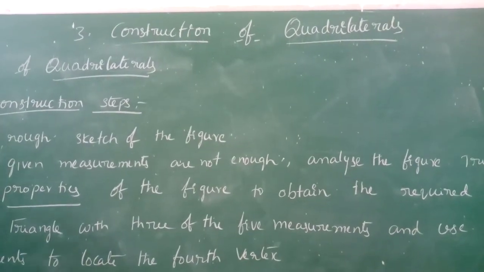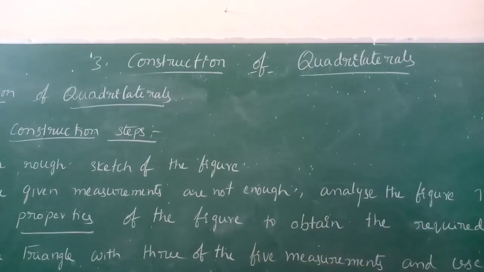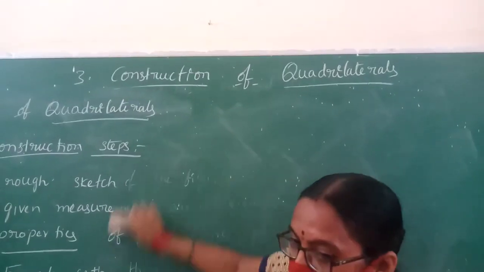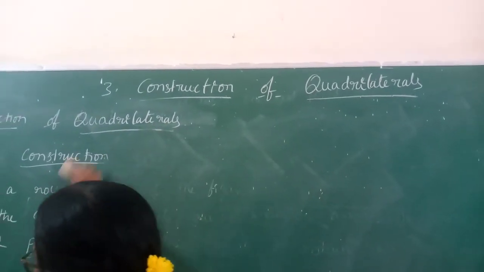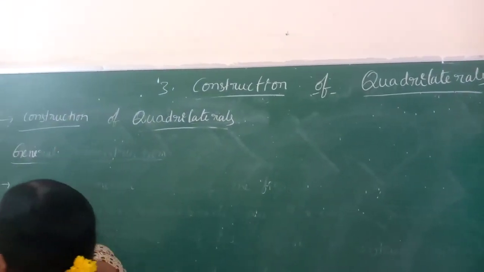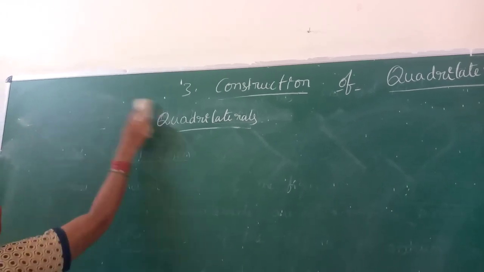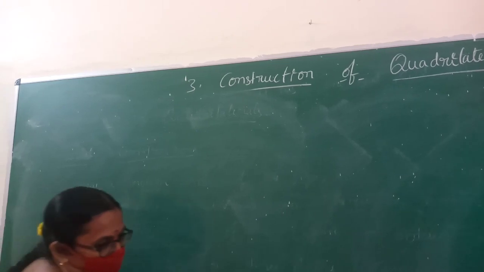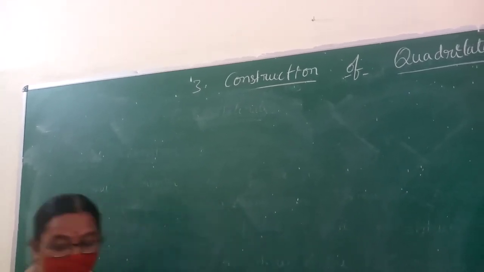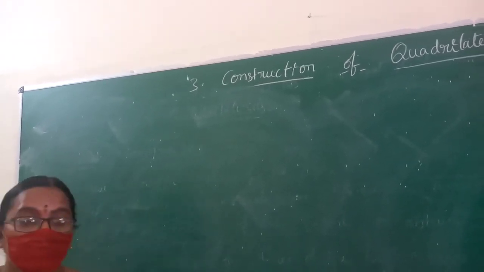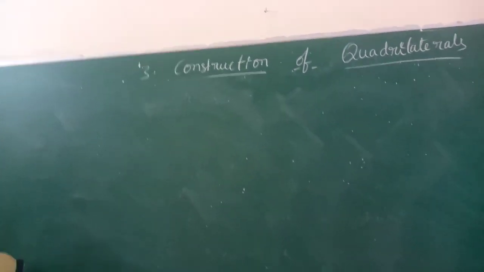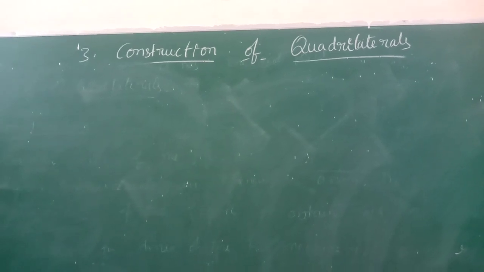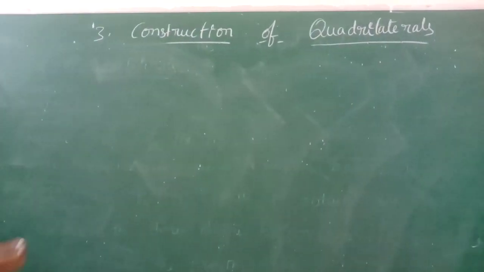Okay, can I give the assignment for home? Today what we learned? What is a quadrilateral? What are the parts of the quadrilateral? What are the types of the quadrilateral? What are the general steps of the construction of a quadrilateral? And also we learned about the geometry box. Okay, children?